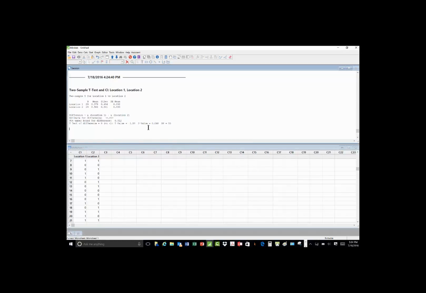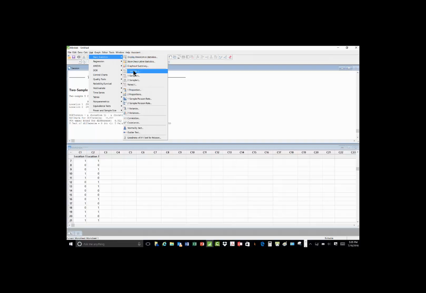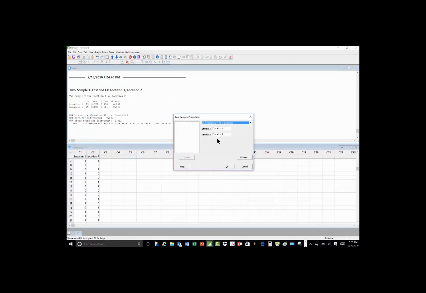You can see that the p-value here is 0.06, rounded from 0.059, very similar to what we had before. The other thing we can do is we can also do a test for proportions, 2 proportions. It's okay to do it as means, but we can do it as 2 proportions. Let's take the data out of here.